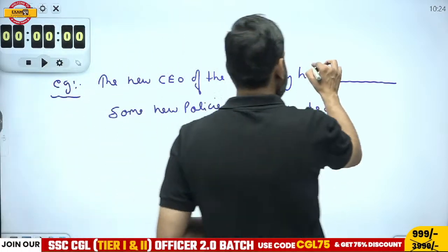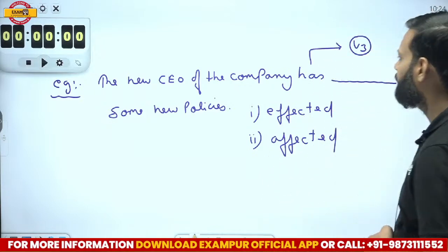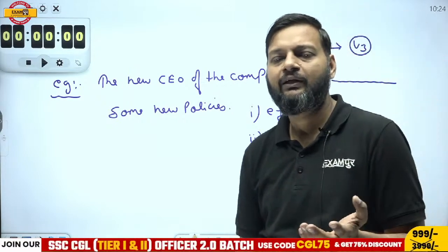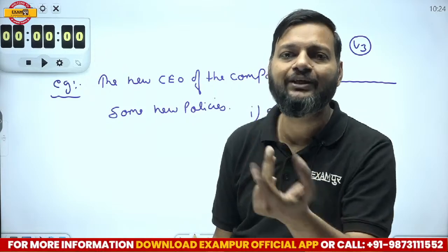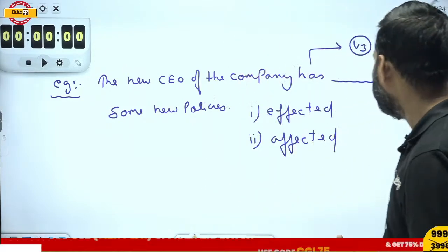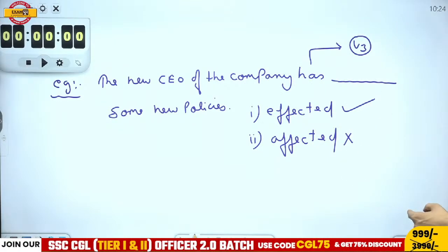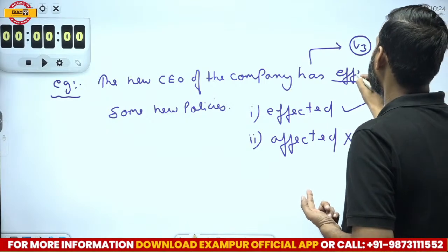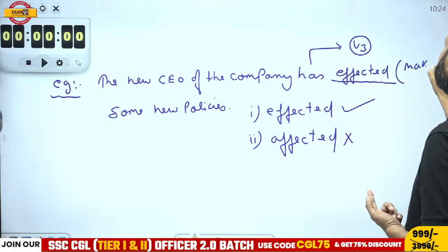So here, after has, we need the third form of the verb. So many students think that effect is a noun. It is not a verb. And if effect is not a verb, how can we use it in a third form? Because there is no form of a noun. So many students think that affect would be the right answer, but here affect is wrong, effect is right. Because here effect means to make changes.